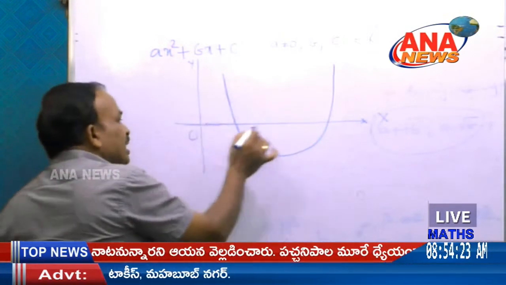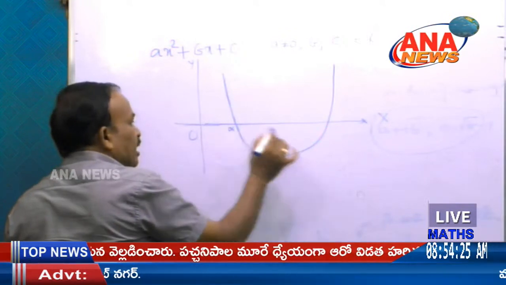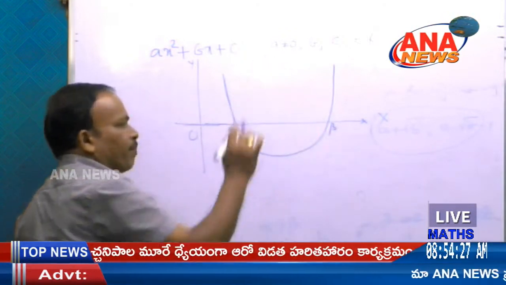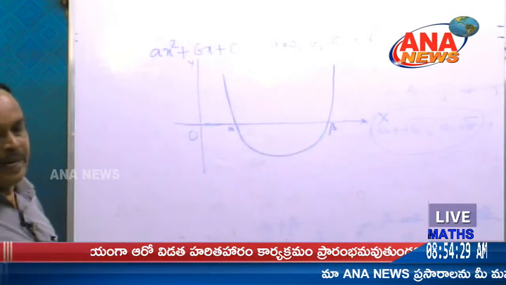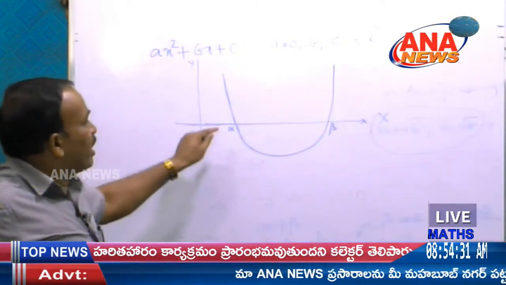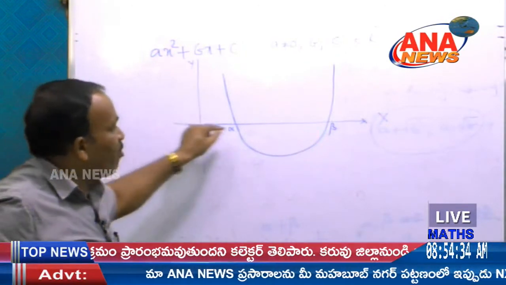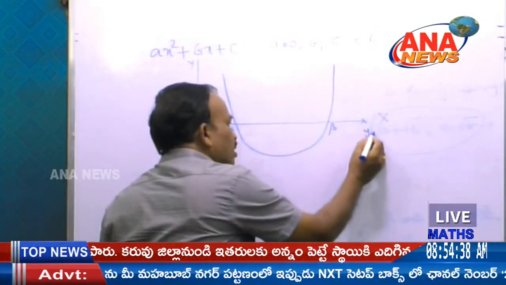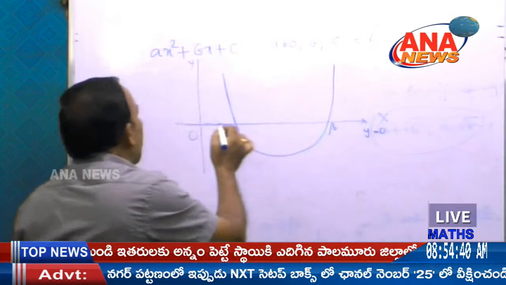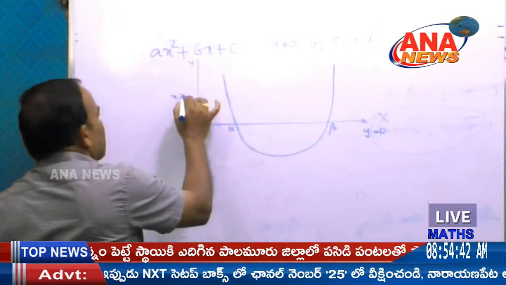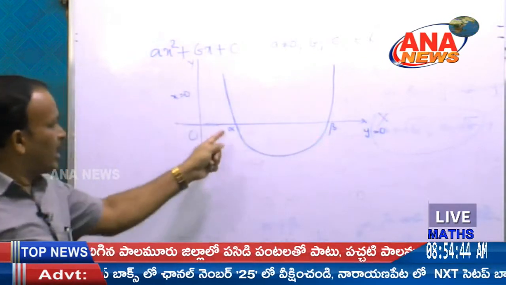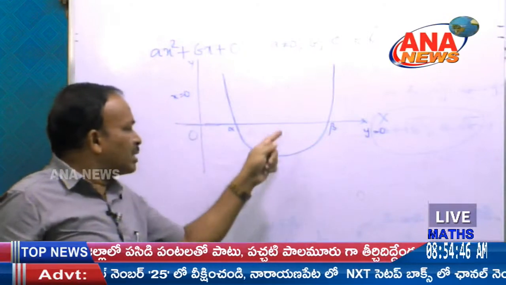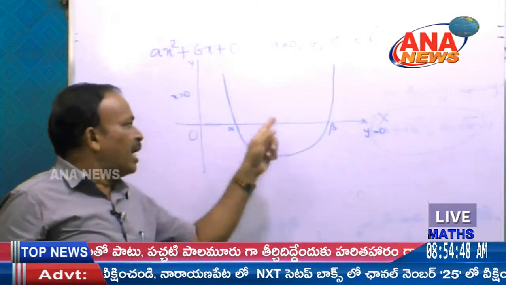This parabola intersects the x-axis at alpha, beta. That means what? At x is equal to alpha, y value is 0, because the x-axis equation is y is equal to 0 and the y-axis equation is x is equal to 0. Here, the parabola intersects the x-axis at alpha, beta.